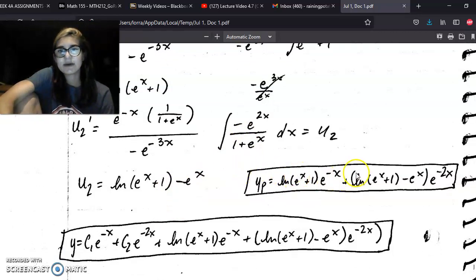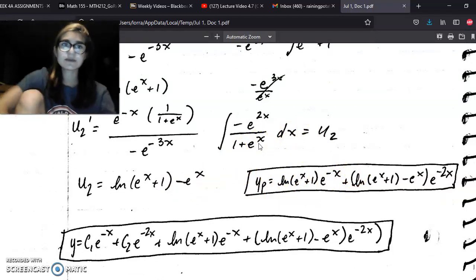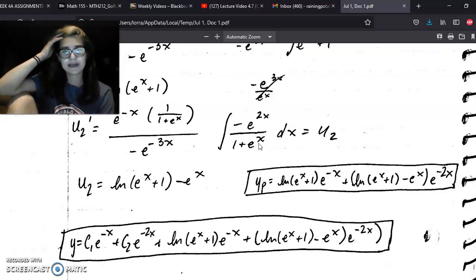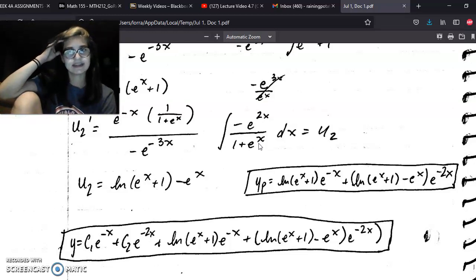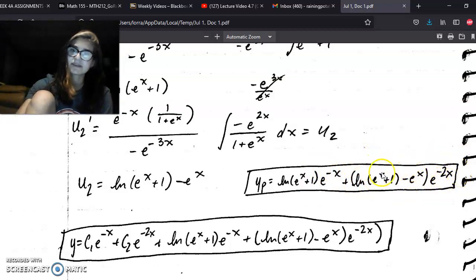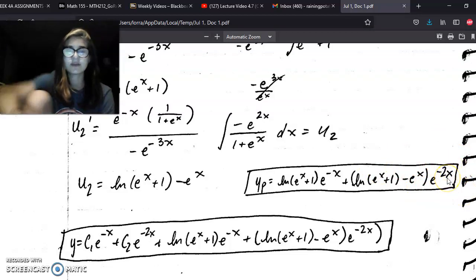And then you have your yp value, because yp is equal to u1 y1 plus u2 y2. So you just plug that in for y of p is equal to ln of e to the x plus 1 times e to the negative x, because that is the y1 value, plus ln of e to the x plus 1 minus e to the x times e to the negative 2x, because this is u2 and this is y2.